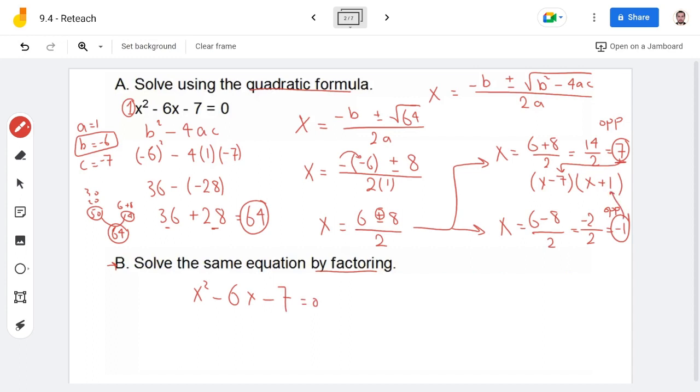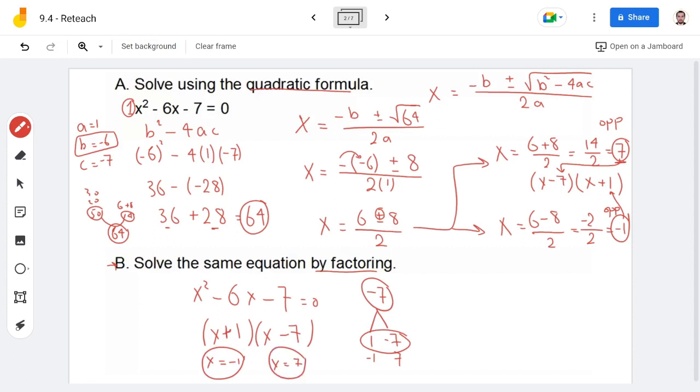Now, let's find the factors of negative 7. What are the factors of negative 7? The factors of negative 7 are only 1 and negative 7, or negative 1 and 7. Which one can give me negative 6? These two factors can give me negative 6. So now open the two brackets: (x + 1) and (x - 7). So now x equals negative 1 and x equals 7.